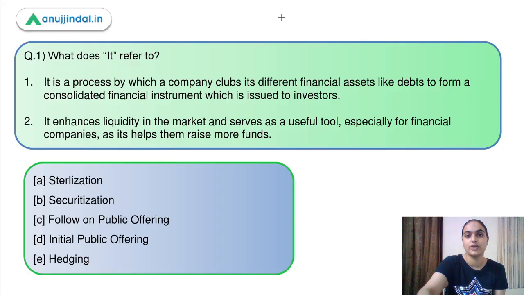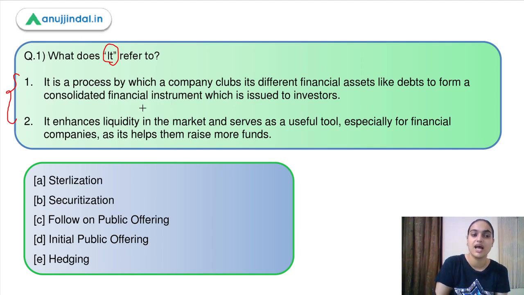Now moving on to question number one, it says, what does it refer to? So we have to read these two statements and identify the concept being talked about. The statement says, it is a process by which a company clumps its different financial assets like debts to form a consolidated financial instrument which is issued to the investors. And the second one says, it enhances the liquidity in the market and serves as a useful tool, especially for financial companies, as it helps them raise more funds.